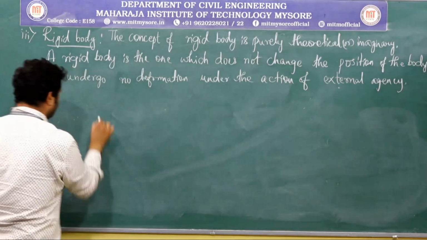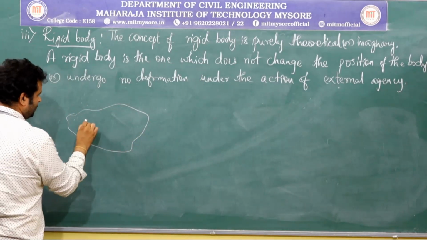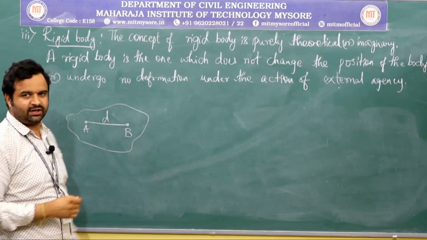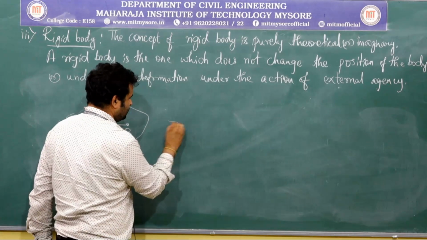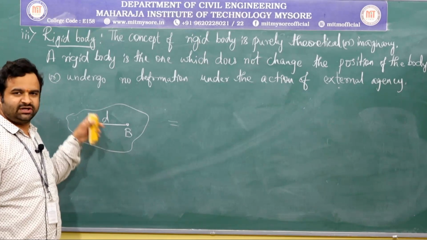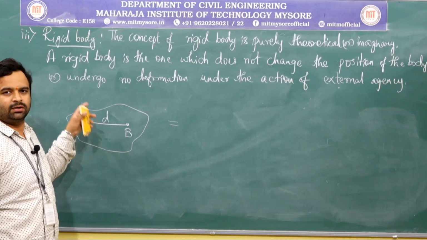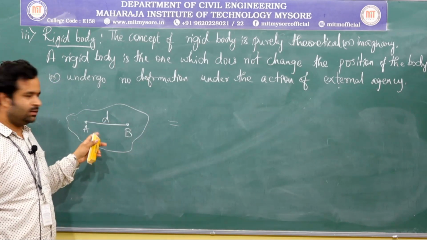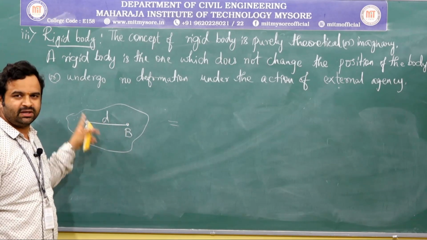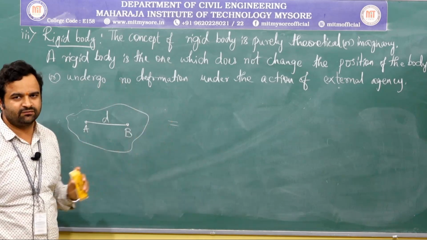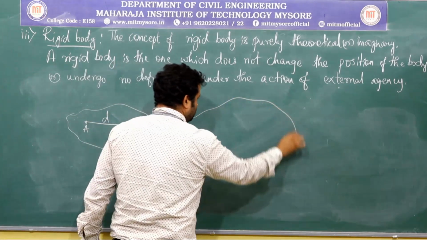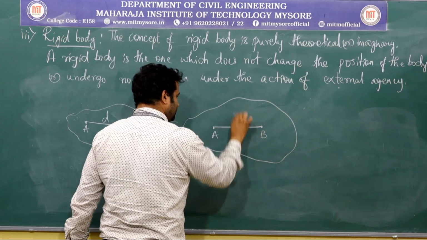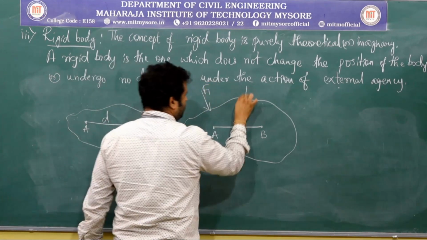So, if I consider a body and let me consider AB with a distance d in a rigid body. So, this will not change its position, or it will not go any deformation even after the application of loads, or this distance d will not be changing even after the application of loads. That is, this A to B distance d will not be altered.